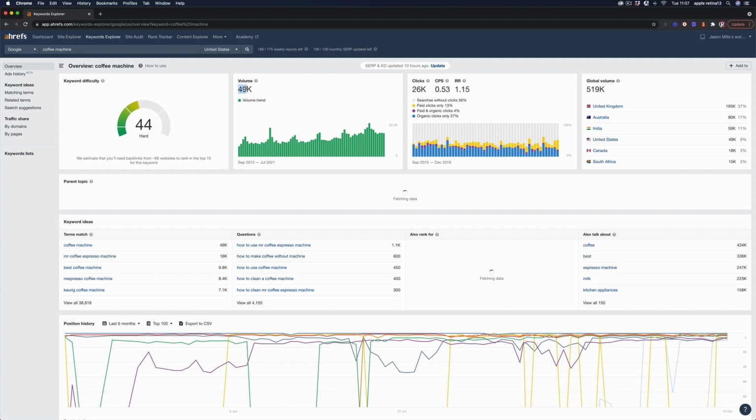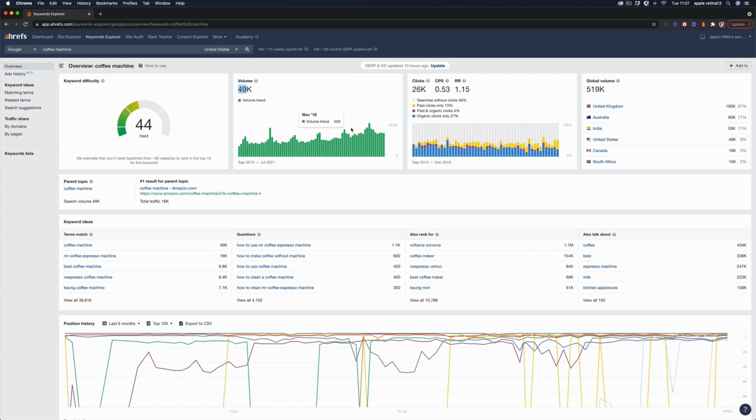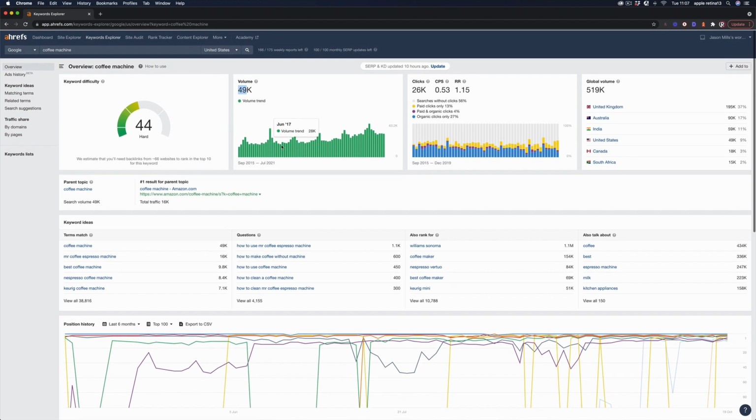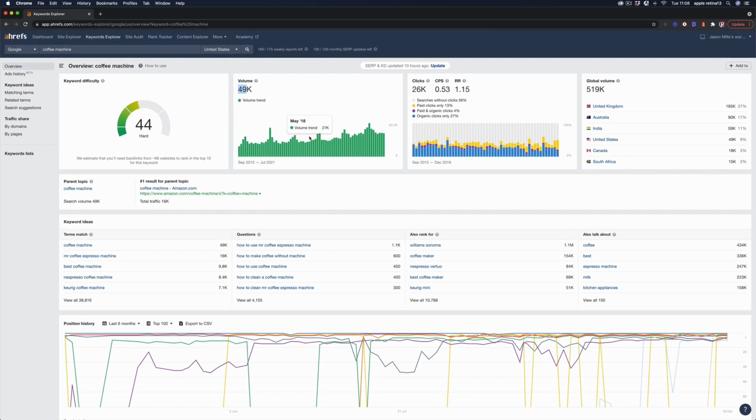It doesn't look like it changes too much seasonally, and if anything, it's a growing trend, so that's always a good sign to see. If we saw this here and the graph was gradually going down, that would be a bit of an alarm bell for us in terms of that niche.